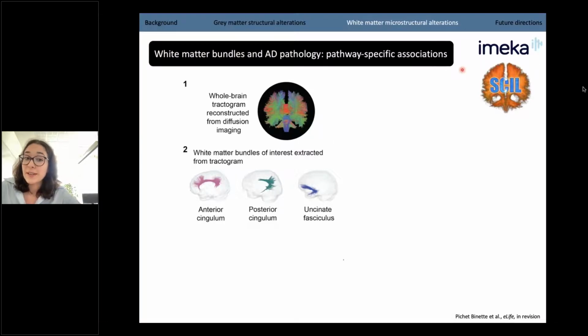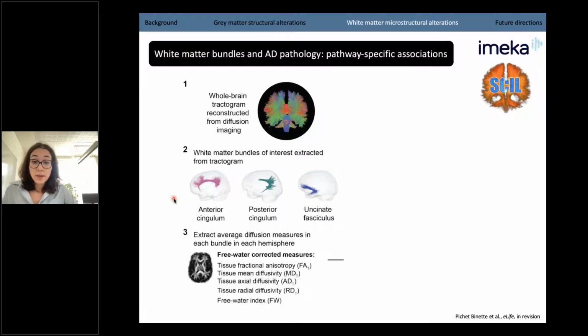We first reconstructed the whole brain tractogram for each participant, from which we then extracted our bundles of interest, which are the anterior cingulum, posterior cingulum, and the uncinate fasciculus. And in all these bundles, we were interested in different microstructural measures. Here we decided to look at a free water corrected measure of diffusion tensor measures.